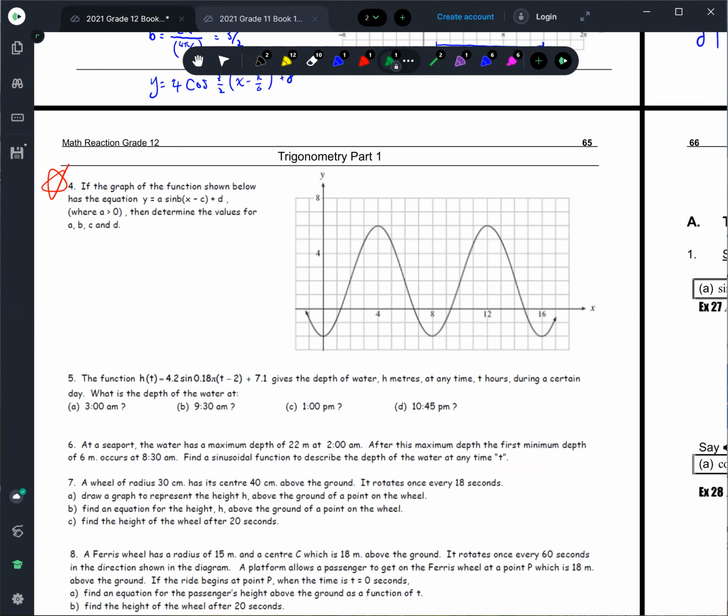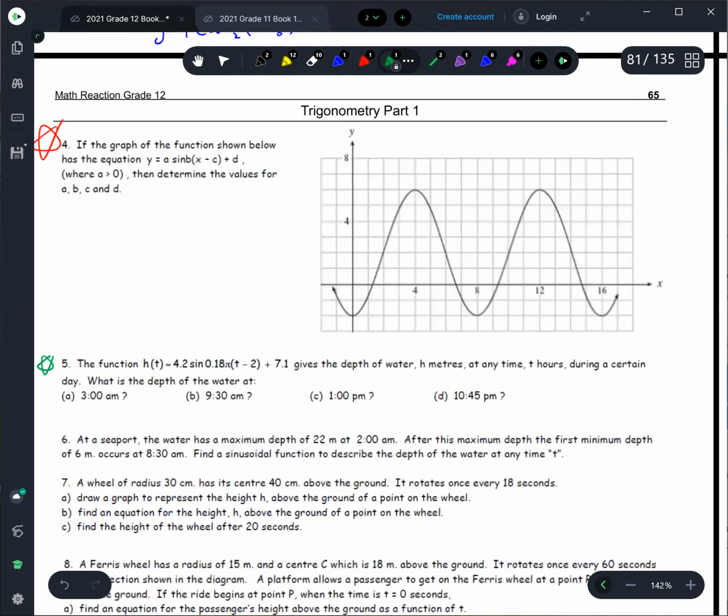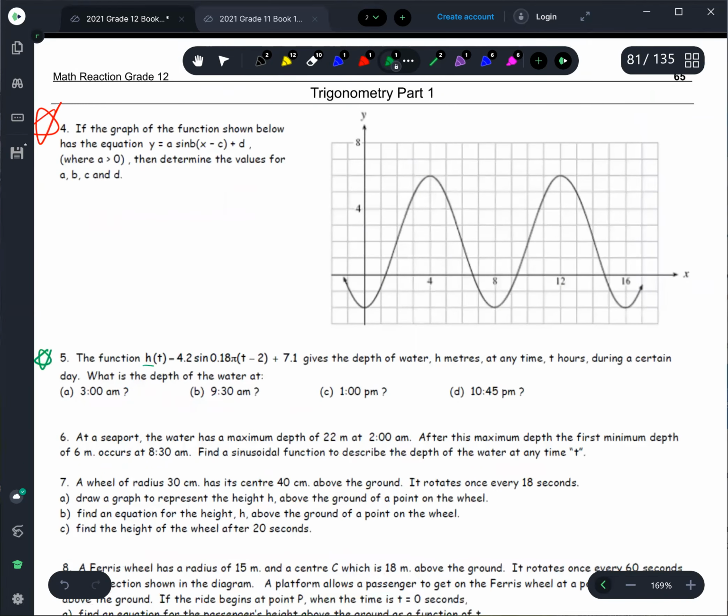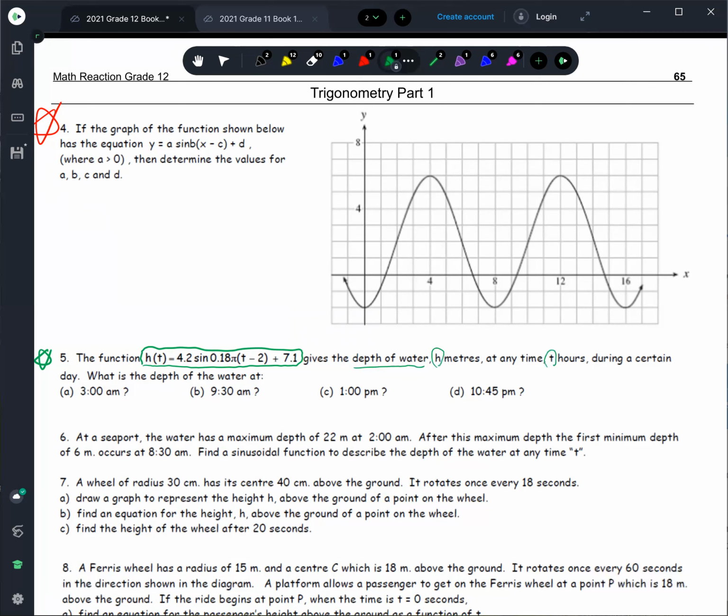Okay, so look at question 5. This one tells you the function, right? H of t equal to something. It tells you the function for the depth of the water, H meters, at different times during the day. So it's asking what is the depth, just like asking what is the height at different times.